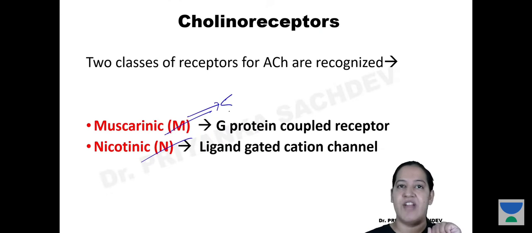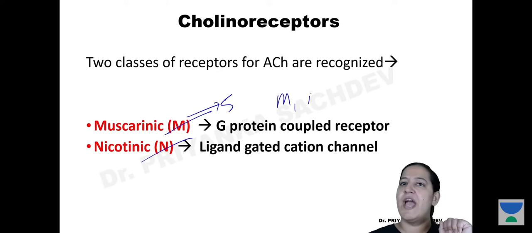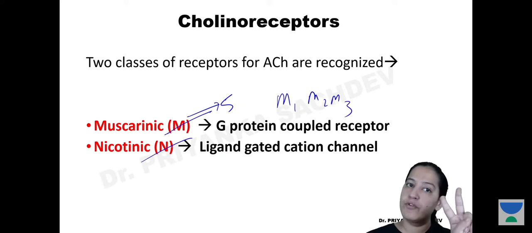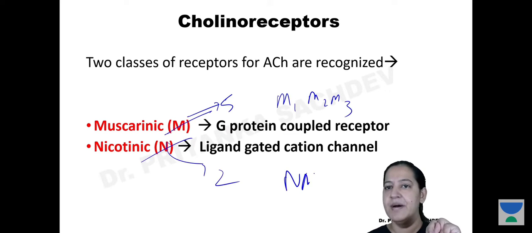Muscarinic receptors are of 5 types: M1, M2, M3, M4, M5. But only 3 are important, so I will teach you only 3: M1, M2, M3. Nicotinic receptors are of 2 types only, NM and NN.